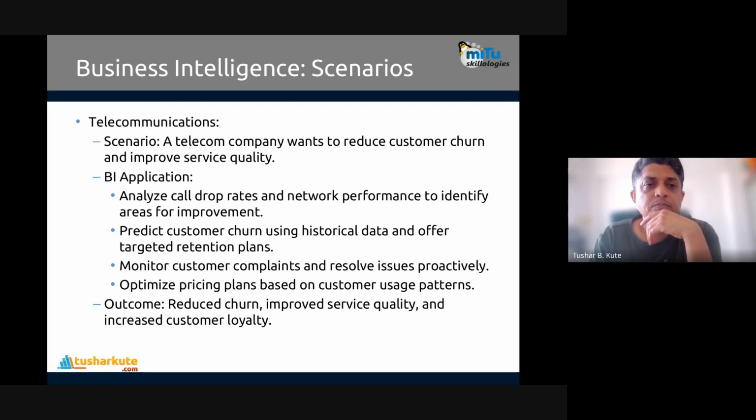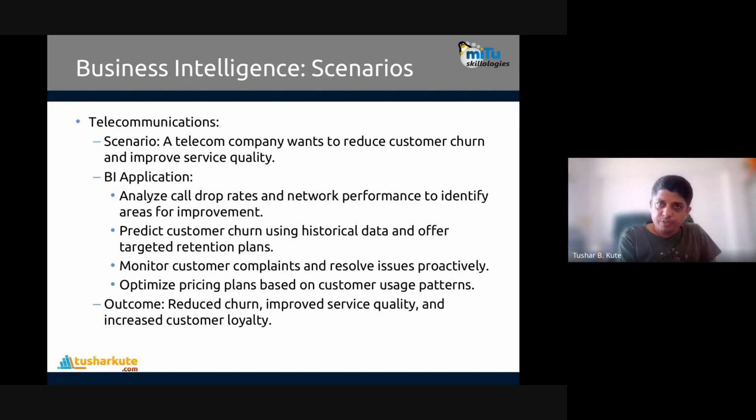Customer is leaving the company. Okay, customer leaving in the sense the customer is basically changing the organization, and that may be possible. For that purpose, we can use some ML algorithm and suggest the changes in it. Monitor customer complaints and resolve the issues proactively. This can be done continuously, whether the complaint is resolved or not. And finally, optimize the pricing plan based on the customer usage pattern, and provide suitable offers to them so that they can get as much as possible. So definitely BI tools can do this one.